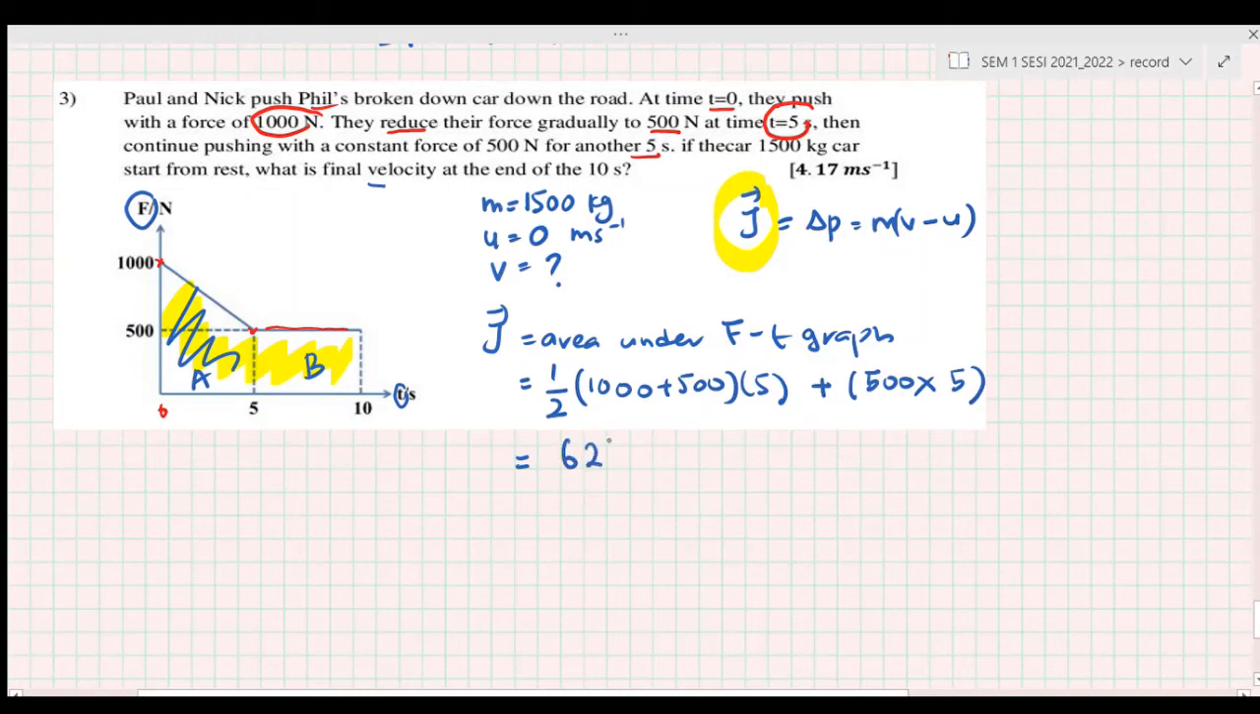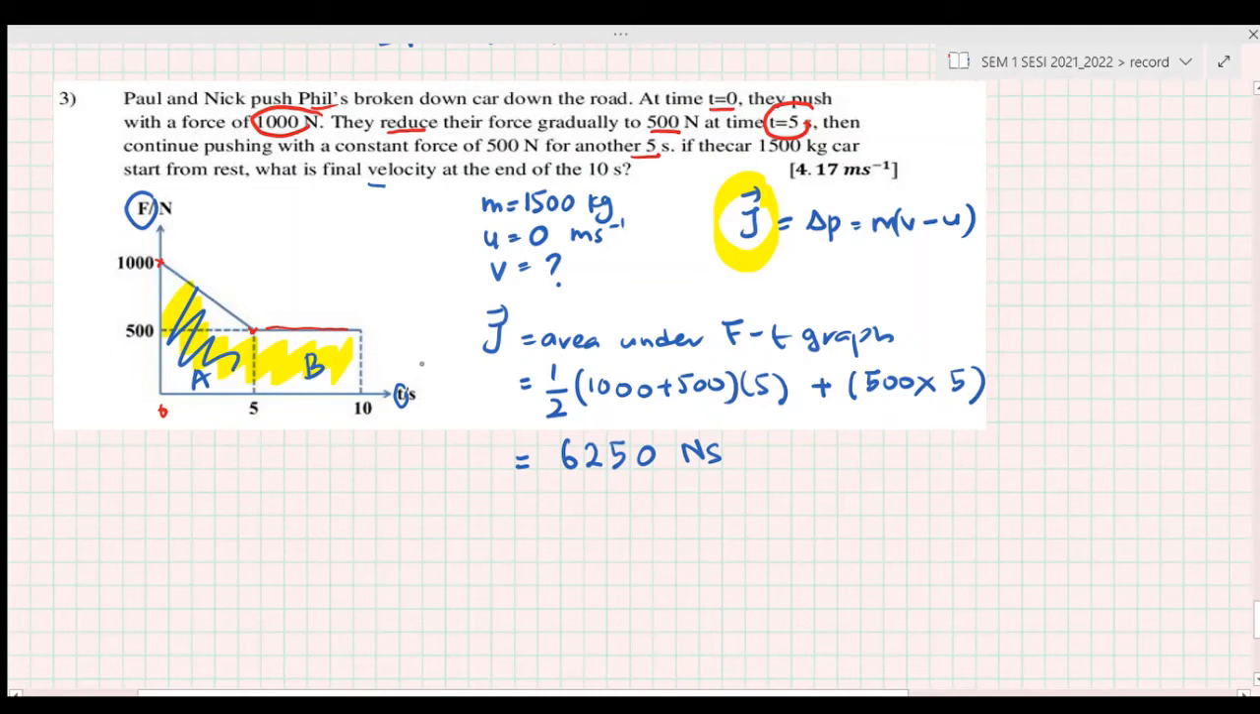So, we get 6250. The unit is Newton second. The unit of impulse is Newton second, or kg meter per second, either one is fine.